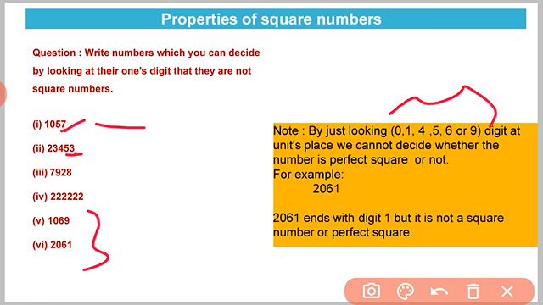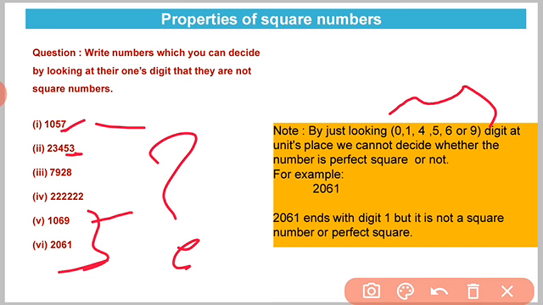What about the fifth and sixth number? In the fifth one, 9 is appearing at units place. So can we say that it is a square number or a perfect square? Or the sixth one, 1 is appearing at units place. So can we say that it will be a perfect square or square number? Children, please note, by just looking for digits 0, 1, 4, 5, 6 or 9 at units place, we cannot decide whether the number is a perfect square or not.